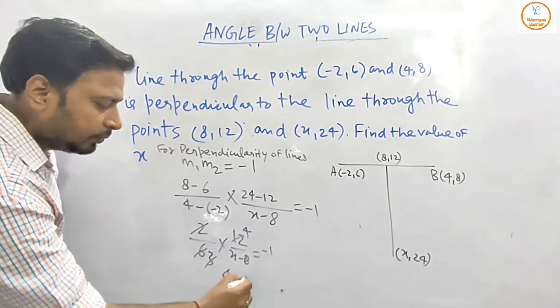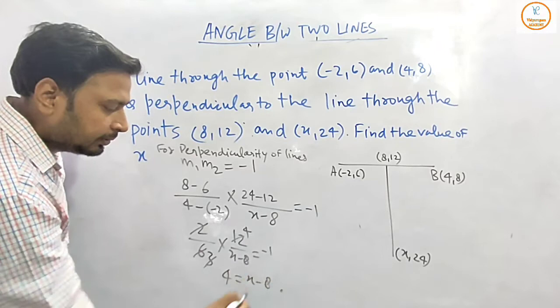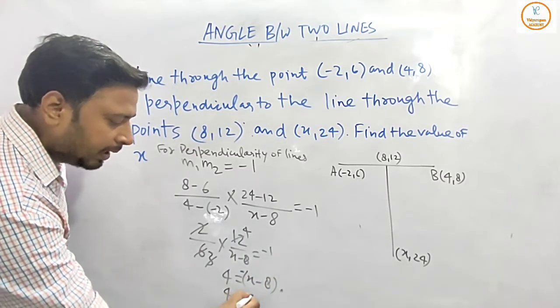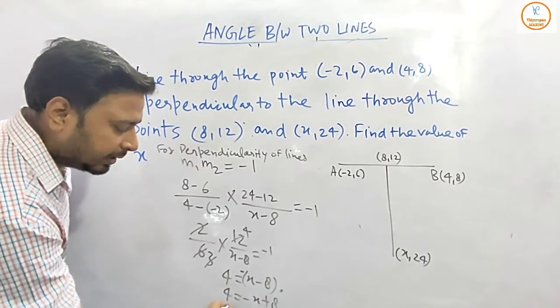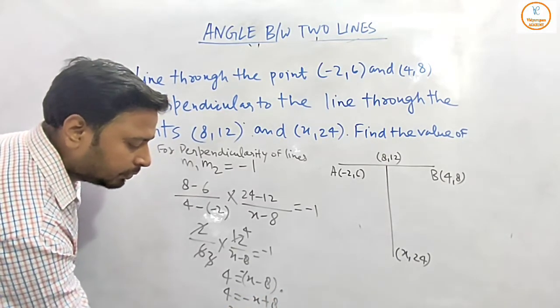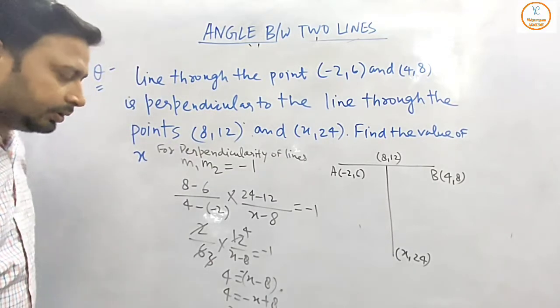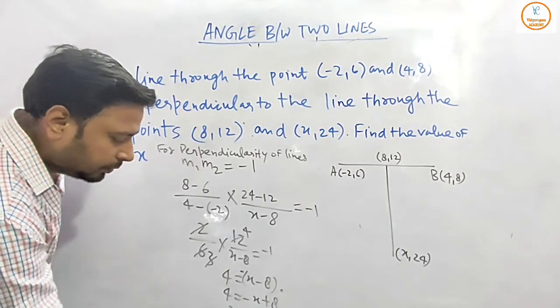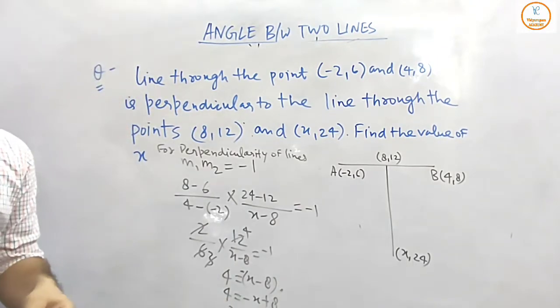Okay, so 4 is equal to minus of x minus 8. So 4 is equal to minus x plus 8, or x is equal to 8 minus 4. So x is equal to 4. x is equal to 4 is the answer.